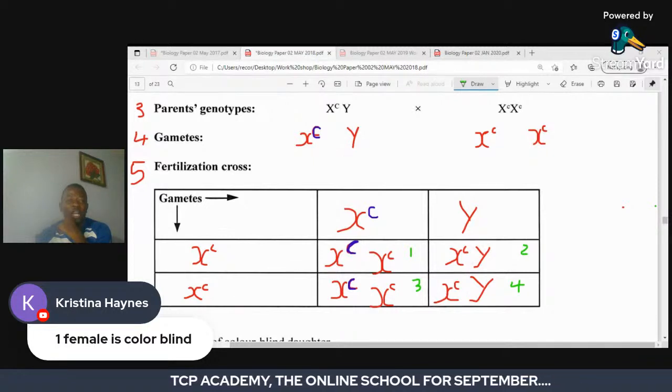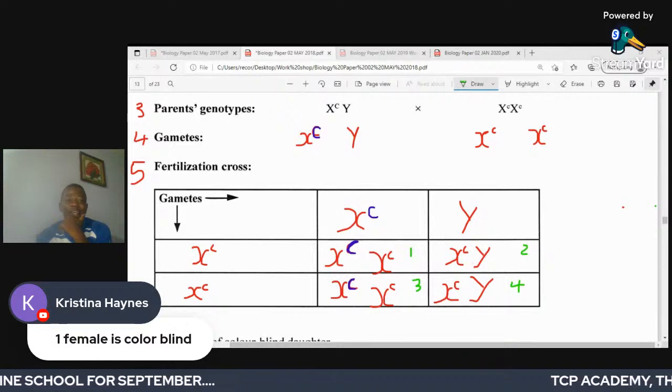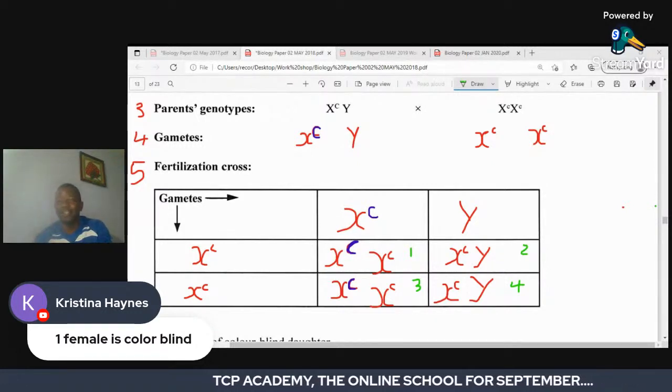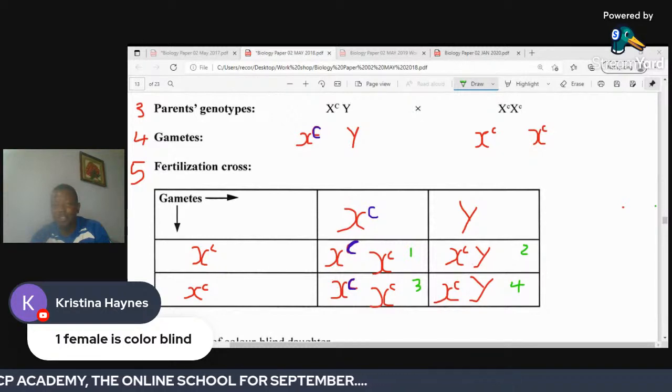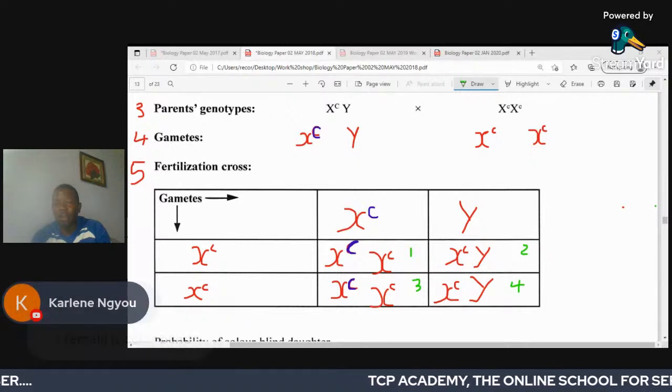All right, so look at the screen. Number 1 is a female colorblind. No, let us try something else. Let me see if I can find somebody with something different. Number 1. All right, look at this one.